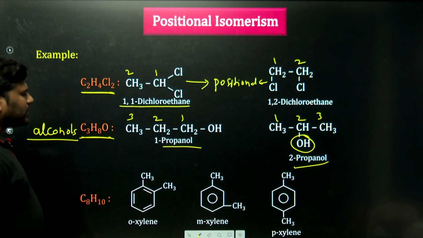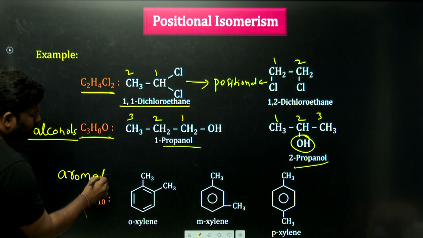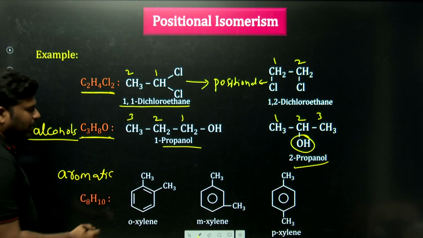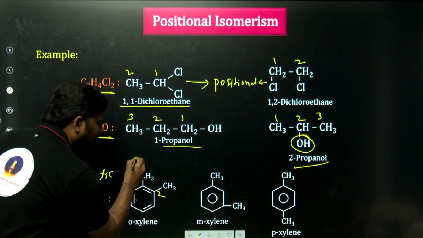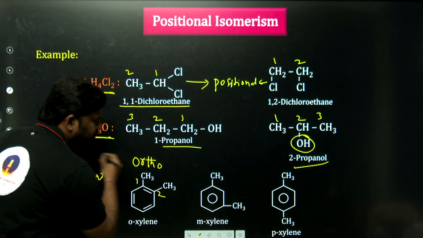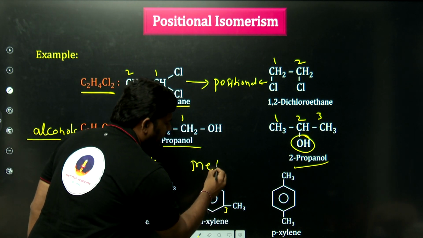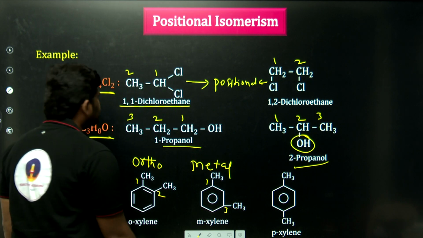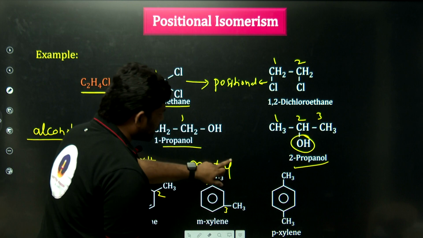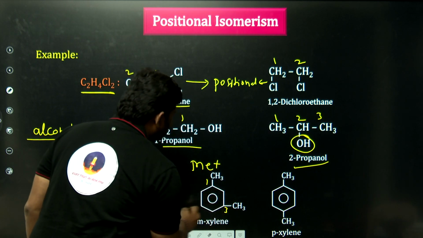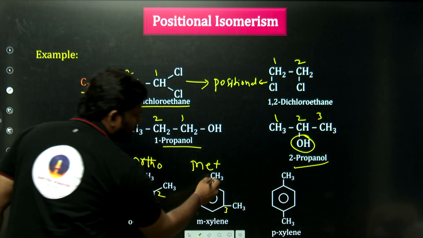Next, we are moving to aromatic compounds. This is very important. In aromatic compounds, when 1-2 position substitutions are there, we call it the ortho compound. When 1-3 position substitutions are there, we call it meta. So ortho is nothing but the 1-2 position, and meta is nothing but the 1-3 position.